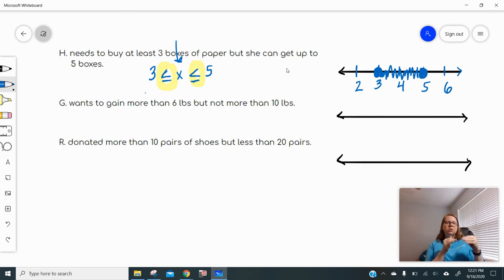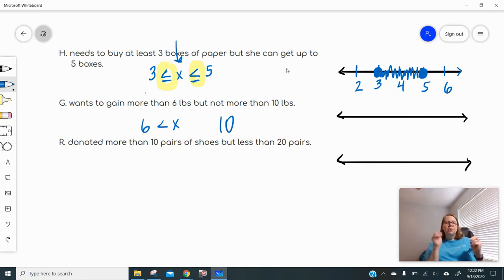All right. So the next one, this person wants to gain more than 6 pounds, but not more than 10. So more than 6 pounds. So my numbers are 6 and 10. I know that already. And wants to gain more than 6. So that means that X is not going to be equal to 6. 6 is not okay with this person. They're shooting for more than 6. 6.1 pounds would be fine, but 6 pounds, no. They want to be able to say they gained more than 6 pounds.